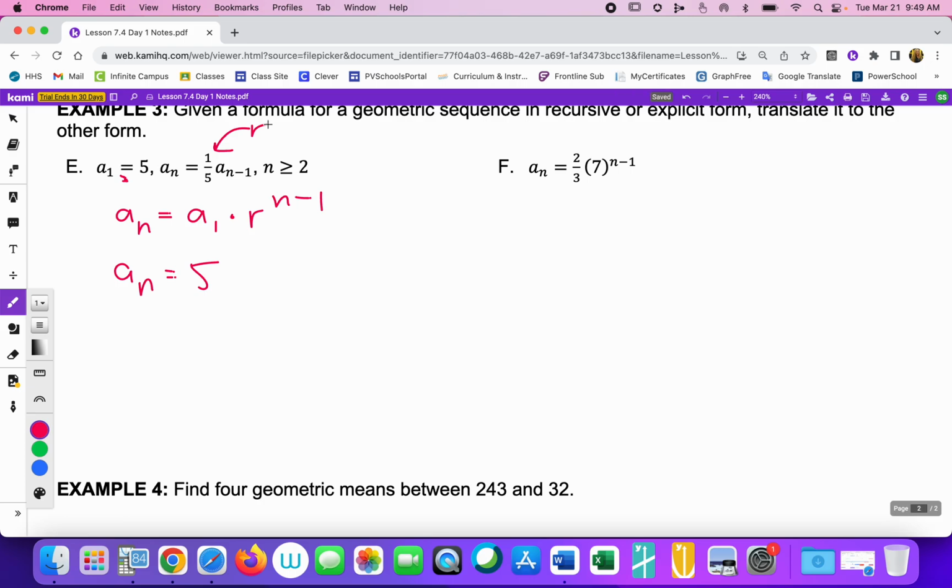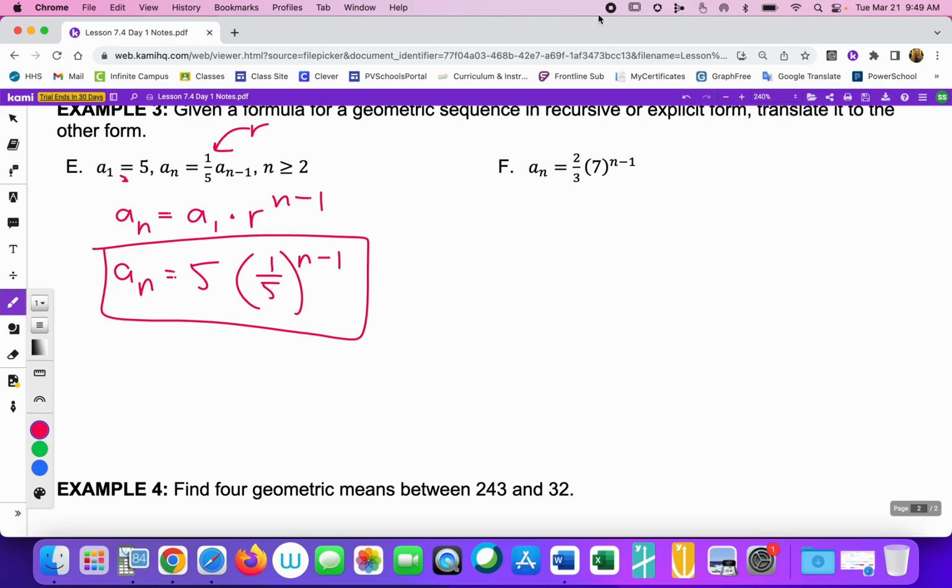Okay. So R will be within the recursive formula, just in front of the A. Okay. So 5 times our R value of 1/5, to the power of n minus 1. So that is this formula from recursive to explicit. As long as you can figure out what R is and what A1 is, that's the only information you need to write either one. Okay.